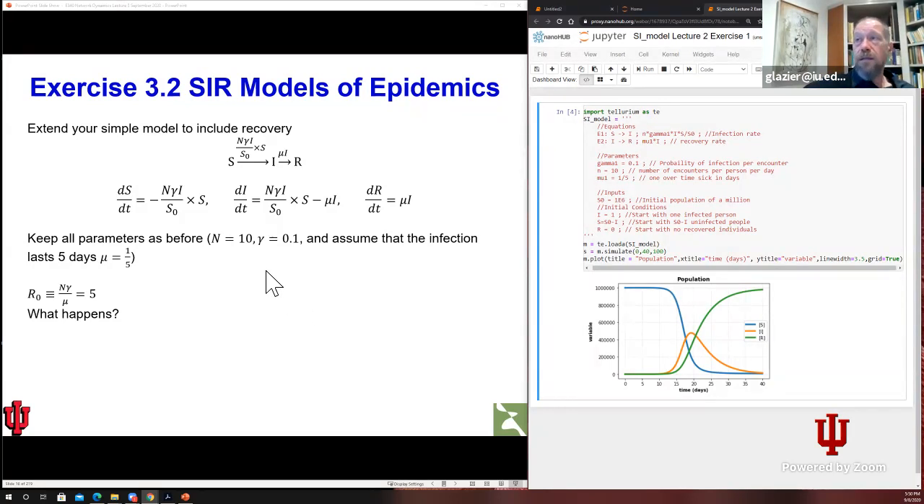By the way, remember our R naught, our number of infections per infected person, n gamma over mu. N was 10, gamma was 0.1, so n gamma is 1, mu is a fifth, so n gamma over mu is 5. Basically, in this model, an infected person infects one new person per day. They stay sick for 5 days, and therefore their R naught is 5.